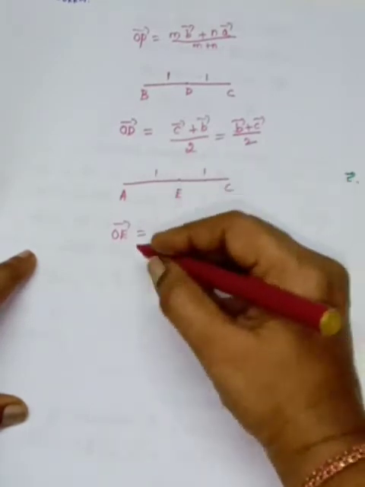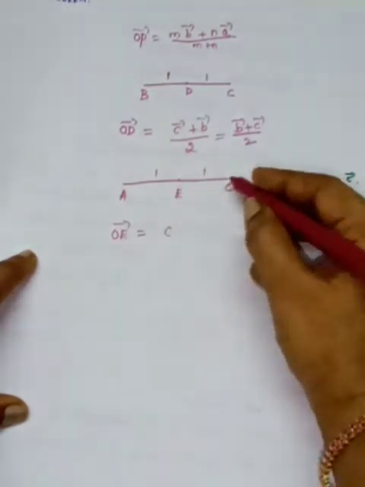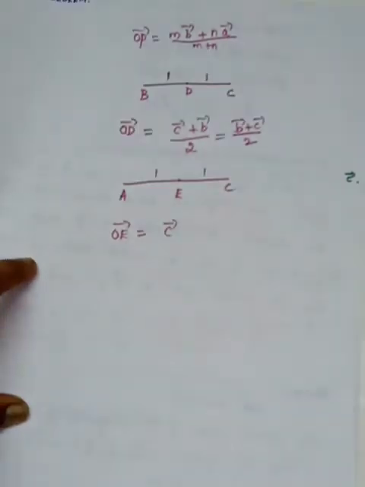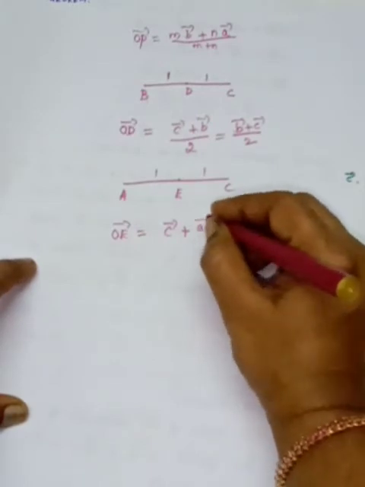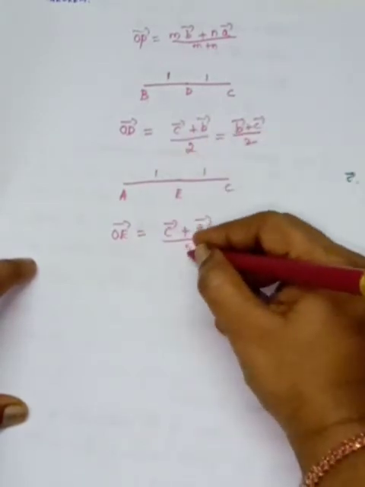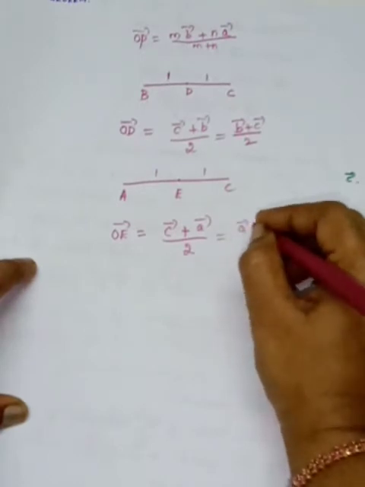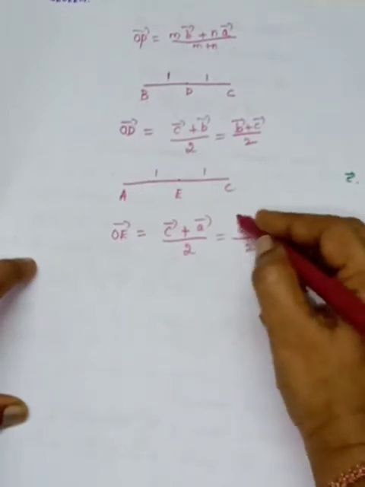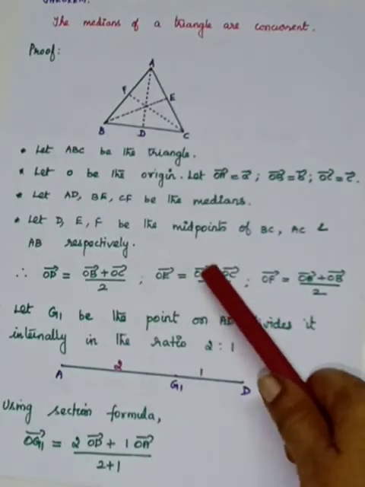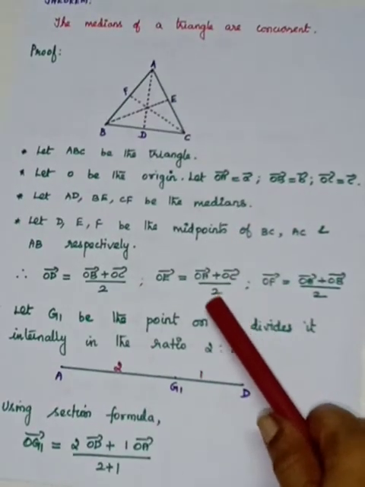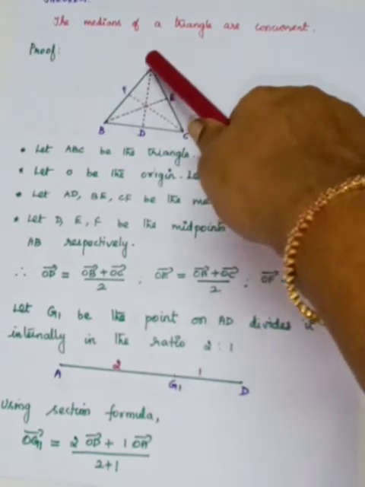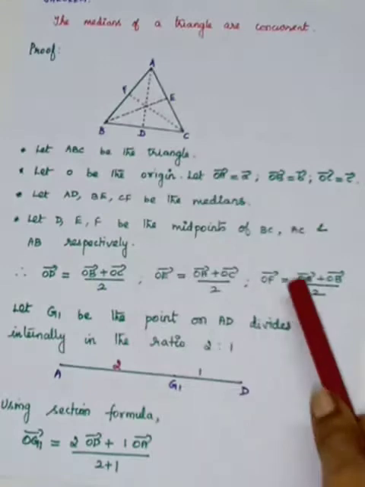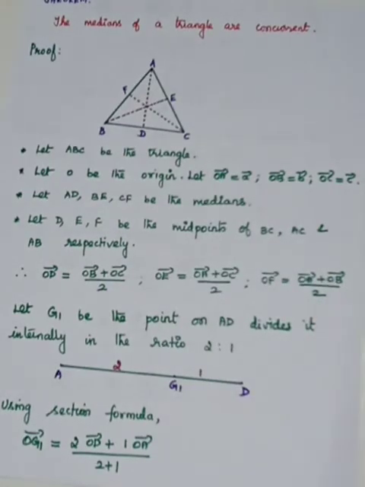How will it be written? 1 into C vector, that is 1 into OC vector. OC vector we have denoted as C vector. Plus 1 into A vector, that is OA vector. So A vector by 1 plus 1, that is 2. This can be written as A vector plus C vector by 2. Otherwise, OE vector is OA vector plus OC vector by 2. F is the midpoint of AB. So OF vector can be written as OA vector plus OB vector by 2. Okay. So we have found the position vectors of the midpoints.